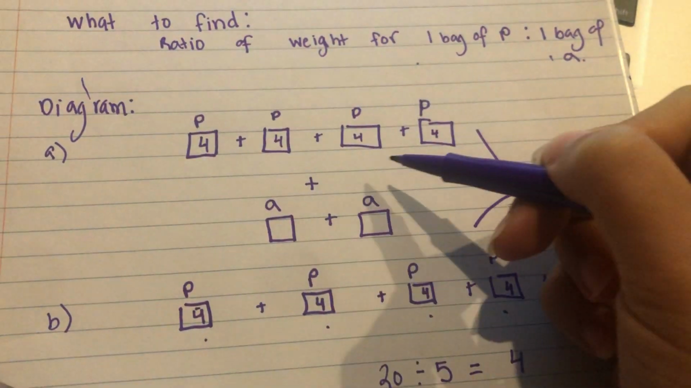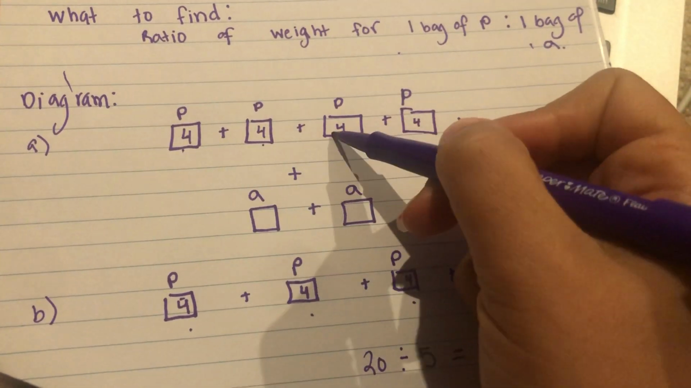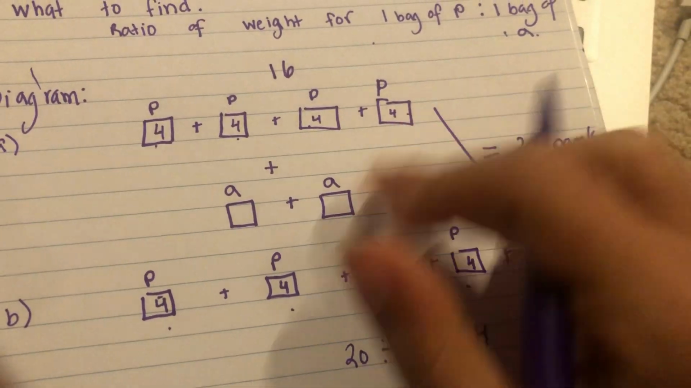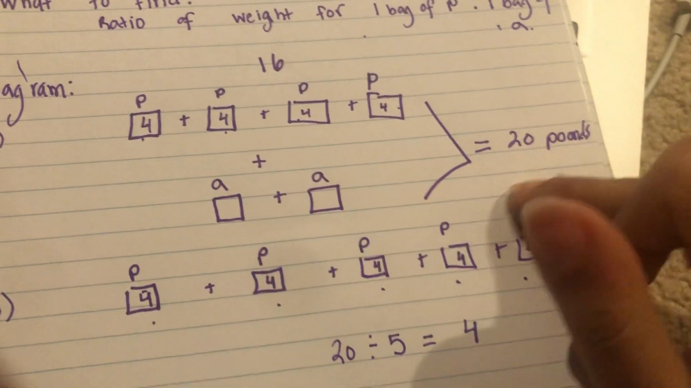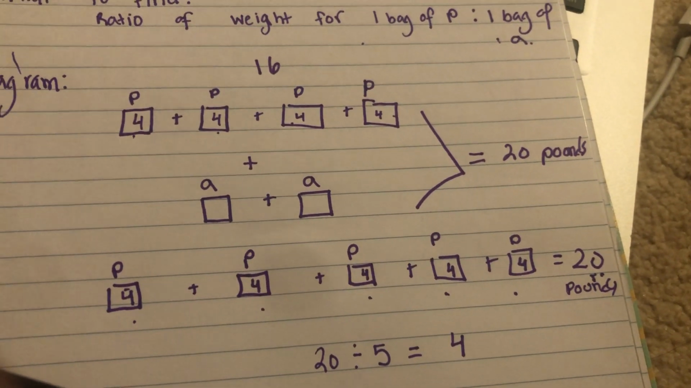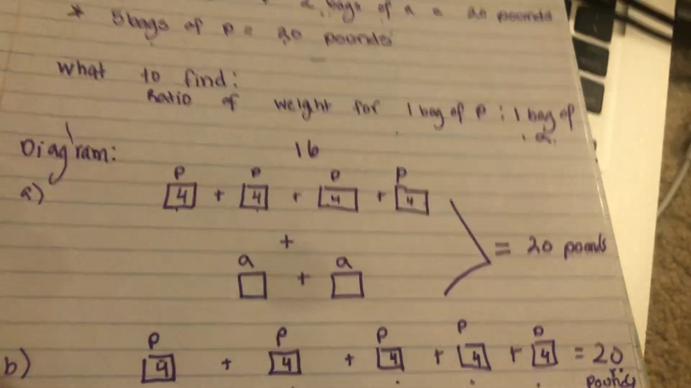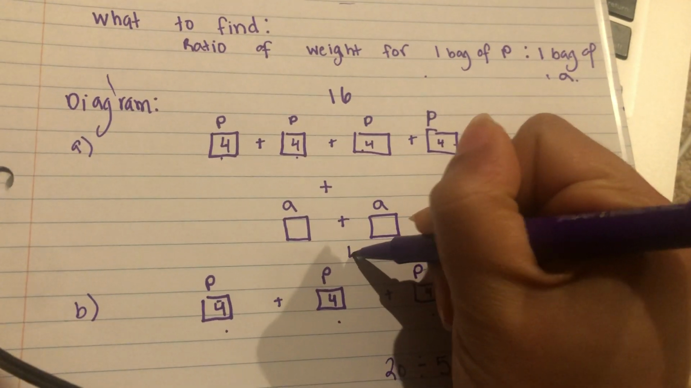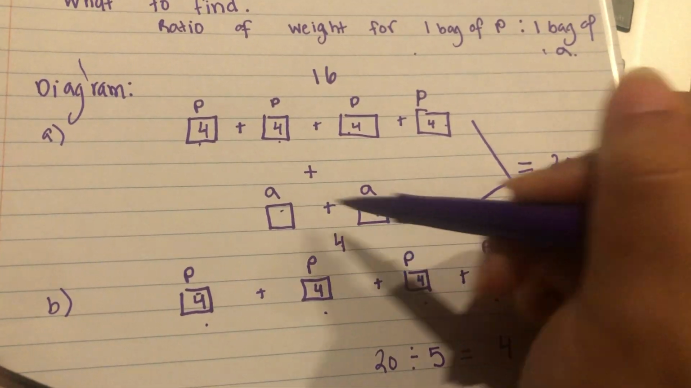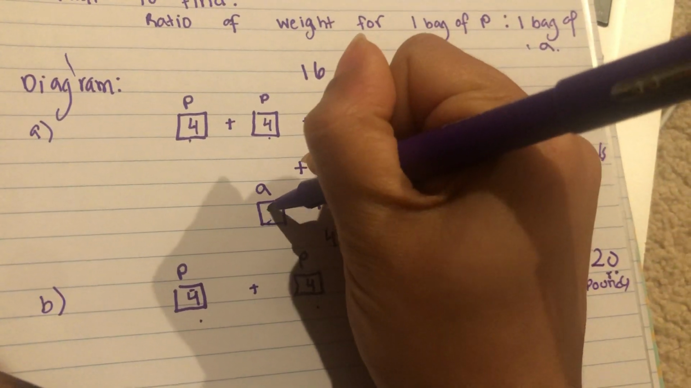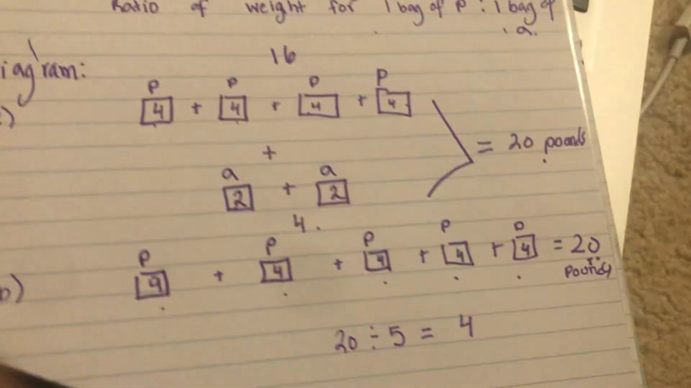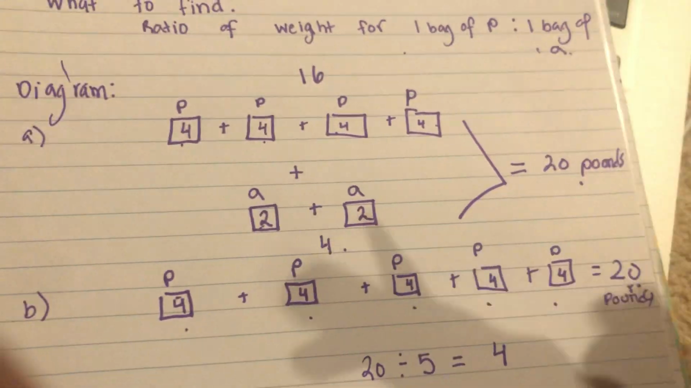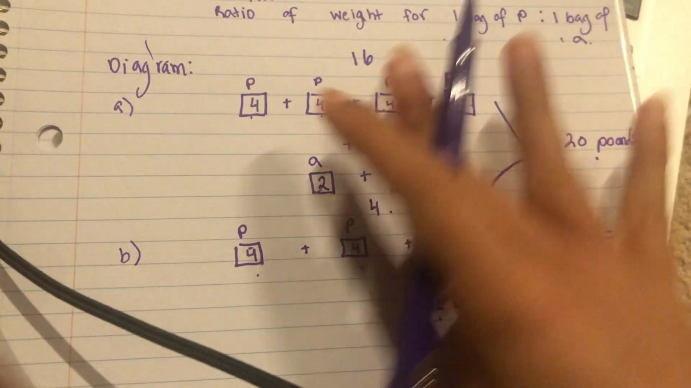So if I add this diagram, that gives me 4 plus 4 plus 4 plus 4. So we know 16 is the 4 bags of persimmons, plus the 2 bags of apples equal 20 pounds. So how am I going to find that? Well, 16 plus what equals 20? That would be plus 4, which means each bag of apples would weigh 2 pounds, right? Because 2 plus 2 will give me 4. So now I know the weight of one bag of apples.